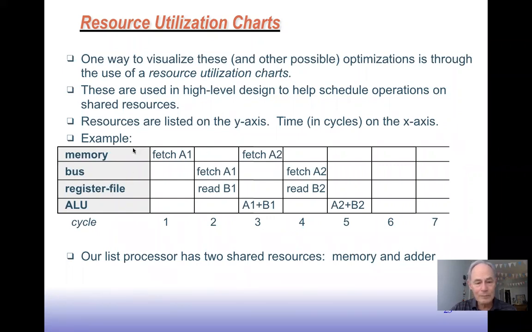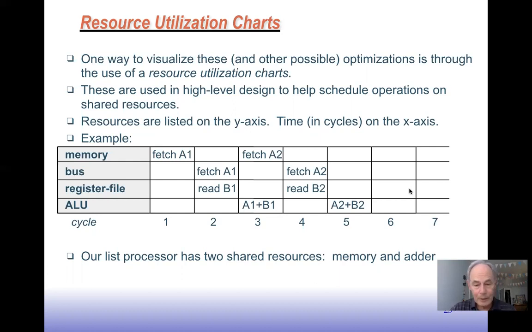So for instance, here, this is a different design. This is not our list processor, but imagine we could say the memory gets used to fetch A1 at this point in time, and then we transfer that value on the bus in this point in time. And at the same time, we could use the register file to read B1, and then we could use the ALU to add A1 and B1 together. And then we could repeat that process starting here, for instance. It kind of shows us how we can overlap, like a pipeline diagram that we used for processors, and helps us see how we can overlap operations, for repeating, iterative operations.